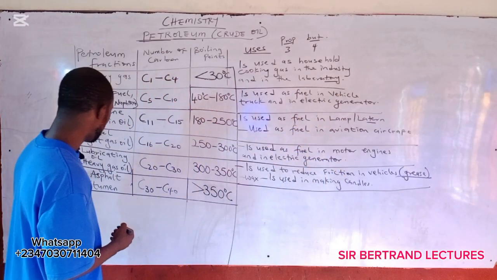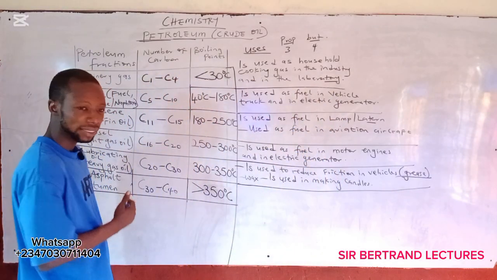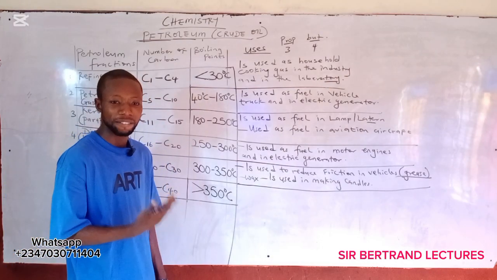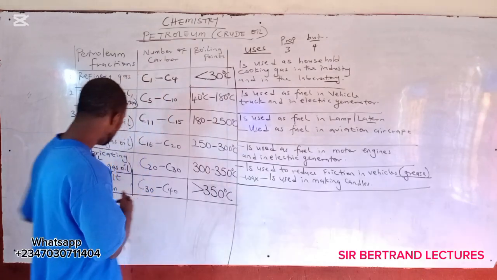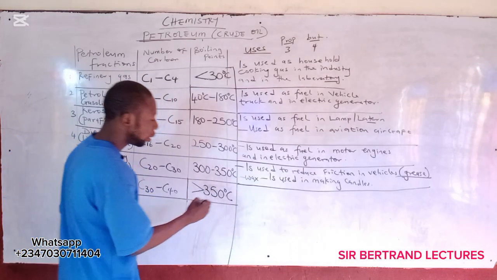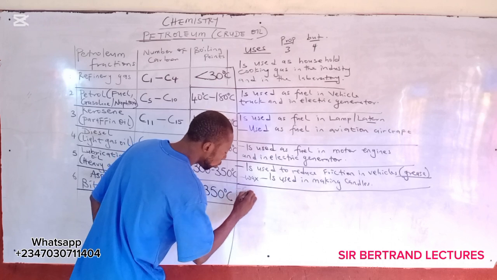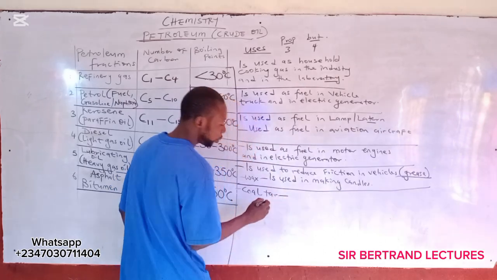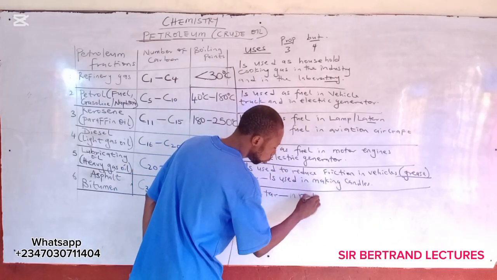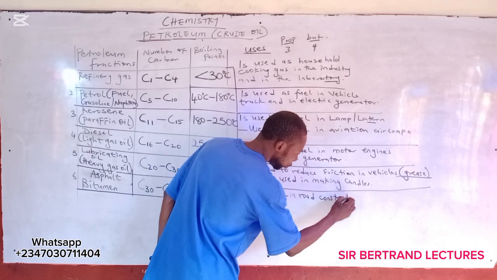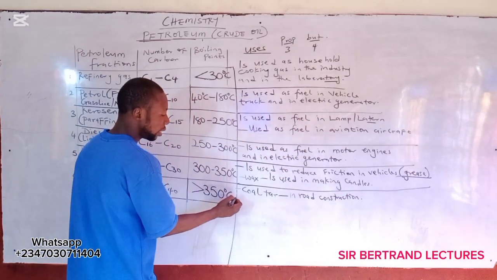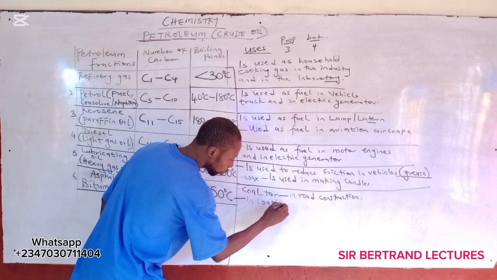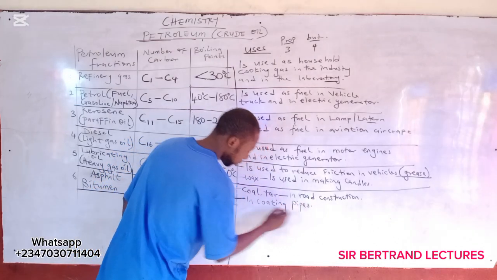All right. Then the last on the list here is asphalt. Asphalt or bitumen is the residue that remains at the bottom of the refinery tower. A popular example of asphalt or bitumen is coal tar, which is used in road construction. It is also used in coating pipes.